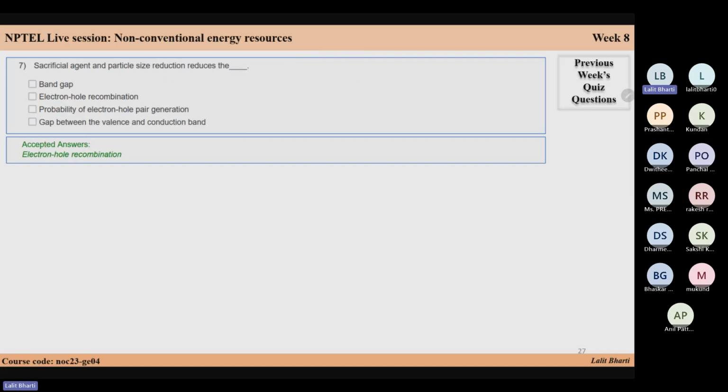Then we have the last question. I guess the question is from the previous discussion of the sacrificial agent. So what is the sacrificial agent in particle size reduction, and what will be affected? Let me read the question. Sacrificial agents in particle size reduction reduce the band gap. They cannot. Electron-hole pair recombination they do reduce, and the probability of generation or the gap between the valence and conduction band is not correct. So only the electron-hole recombination they can reduce. This is from the class before last.